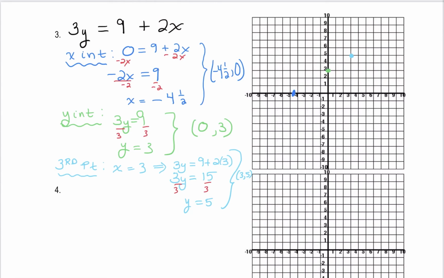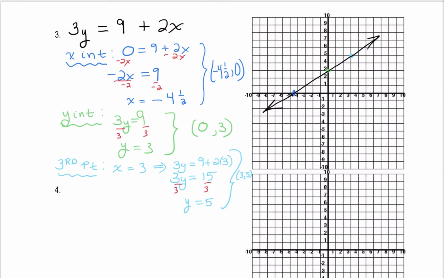The whole idea of the third point is really just to make sure, if you have 2 points, you really could have a mistake there. But usually if you get 3 points and they're falling into a line, chances are you're okay with your arithmetic. It's just a really good check to make sure that we haven't made a mistake there.